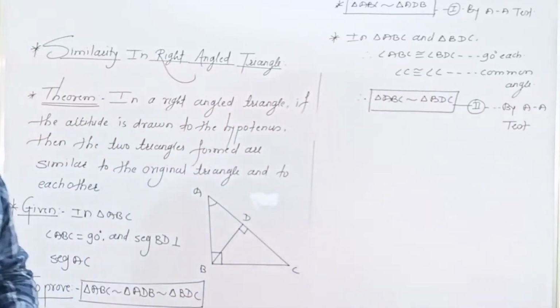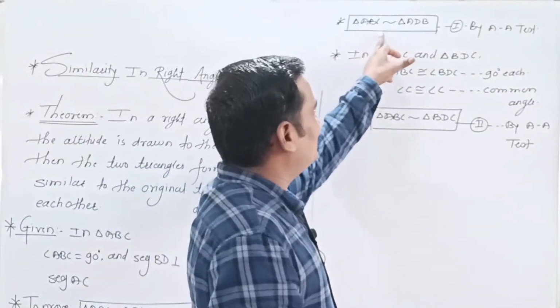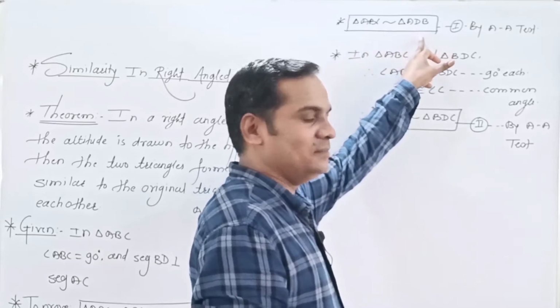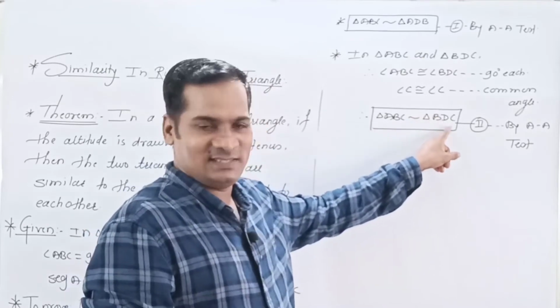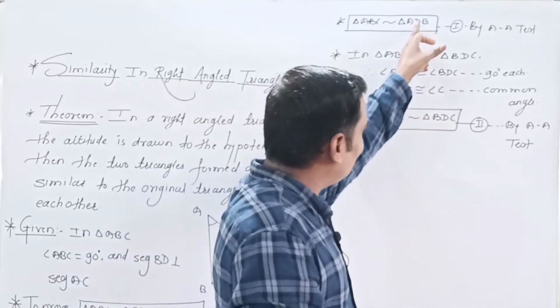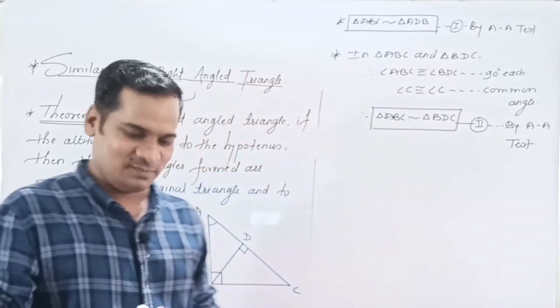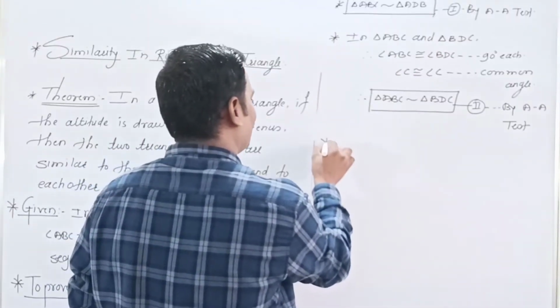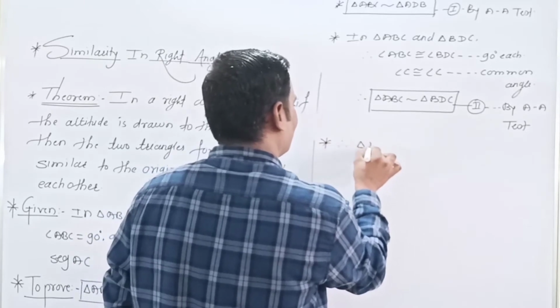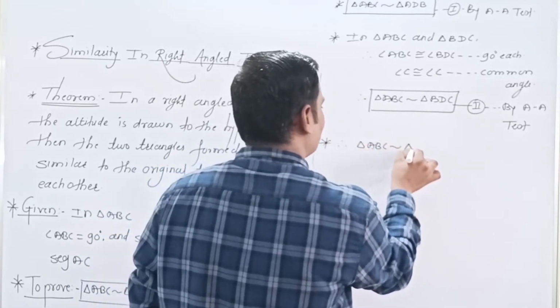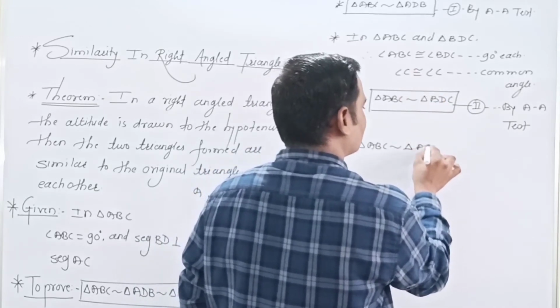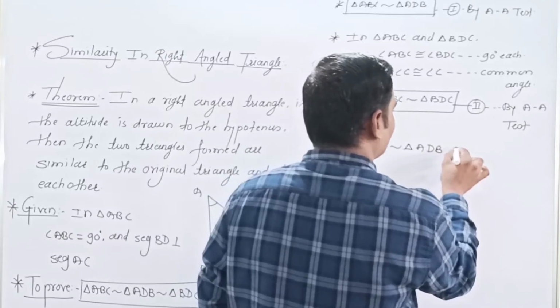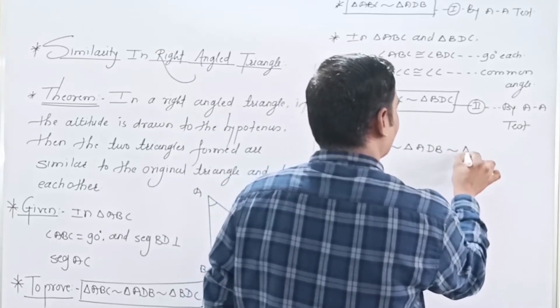Okay, done. So look at equation number 1 and 2 now. Triangle ABC is similar to triangle ADB, and the same triangle ABC is similar to triangle BDC. So that means triangles ADB and BDC are also similar. Okay, so we can write here directly: therefore, triangle ABC is similar to triangle, which one? ADB, and similar to triangle BDC.